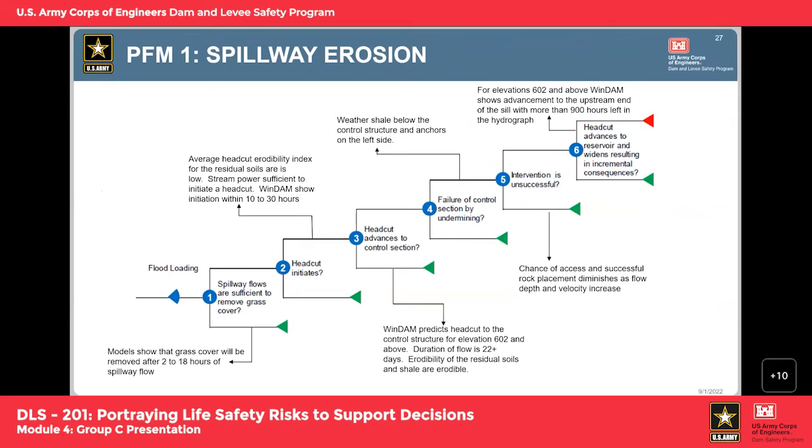For intervention, as I pointed out on the previous slide, the access road is in the spillway, so when you have spillway flow, access is very limited, as are your means for intervention. One way that intervention could occur is by using the outlet tunnel to increase flow.